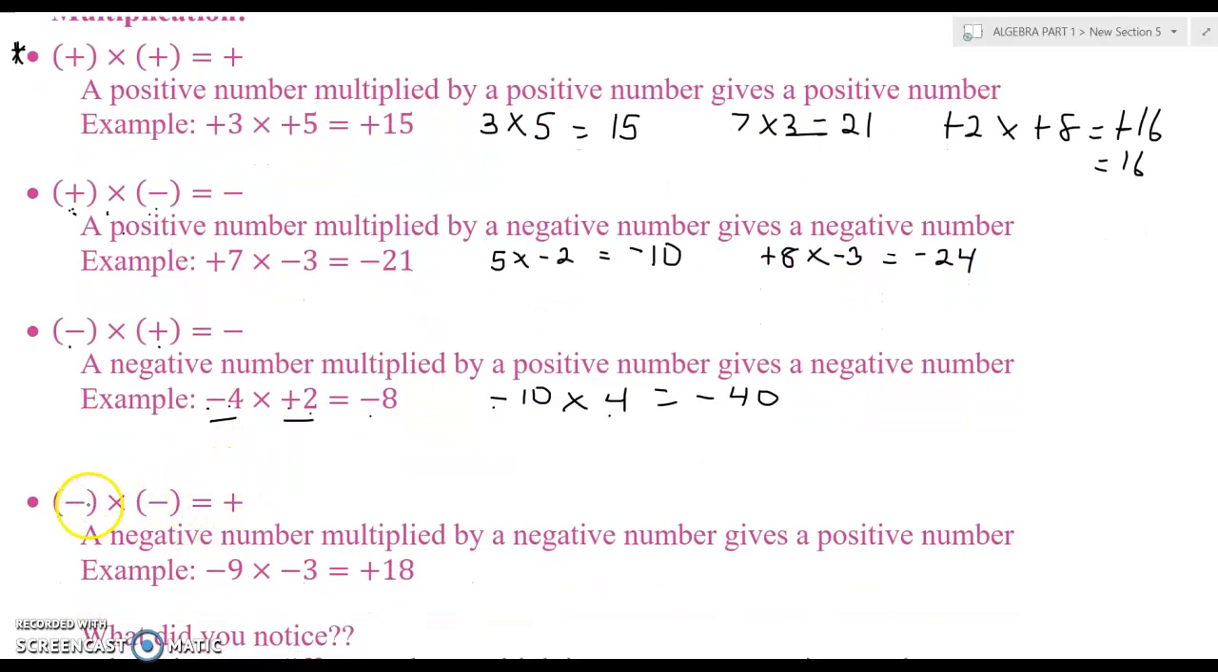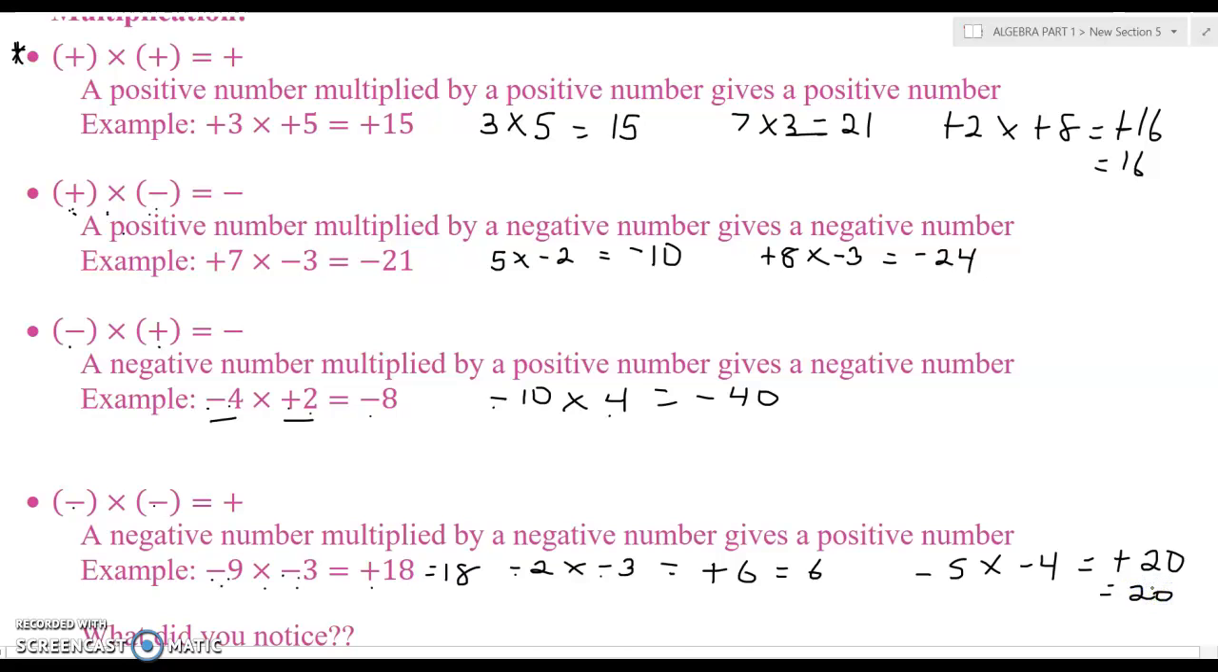And the last one, a negative number multiplied by a negative number. So we have a negative number by a negative number gives a positive number. So for example, negative 9 times negative 3. So a negative by a negative gives a positive, and 9 by 3 is 18. If I have negative 2 times negative 3, a negative number by a negative number is a positive number. 2 by 3 is 6, and you could just write it as simply 6, and this could have just been simply 18. If I have negative 5 times negative 4, once you have two negatives and you're multiplying, it's a positive number, positive 20, or it could simply be 20.